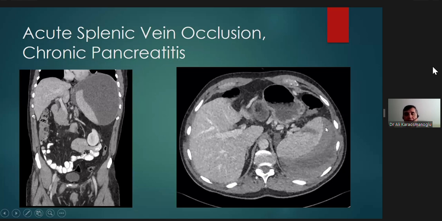So this patient has splenic vein occlusion, increased venous pressure in the spleen, spontaneous laceration, and subcapsular hematoma. The patient underwent immediate surgery because he or she, I don't really remember, was severely hypotensive. The surgery confirmed intraparenchymal laceration with large subcapsular hematoma.